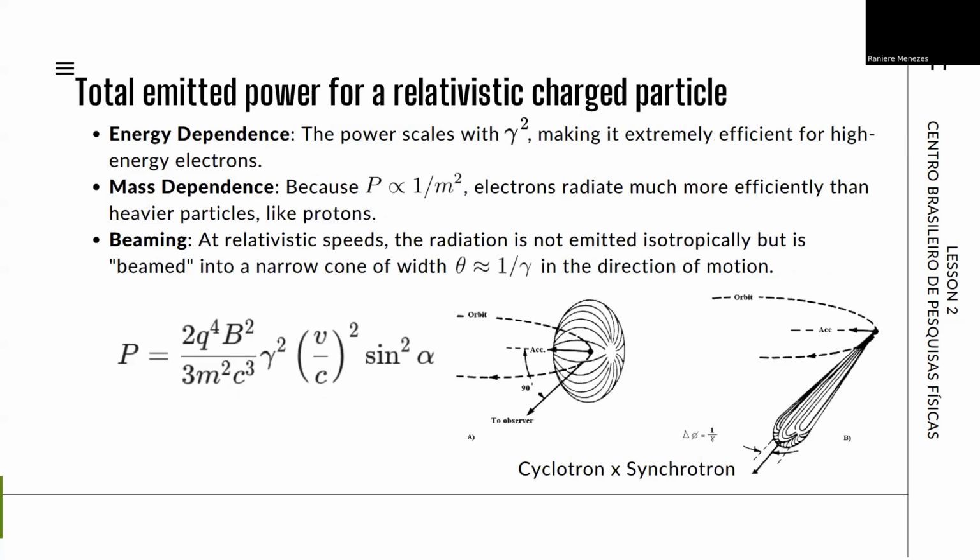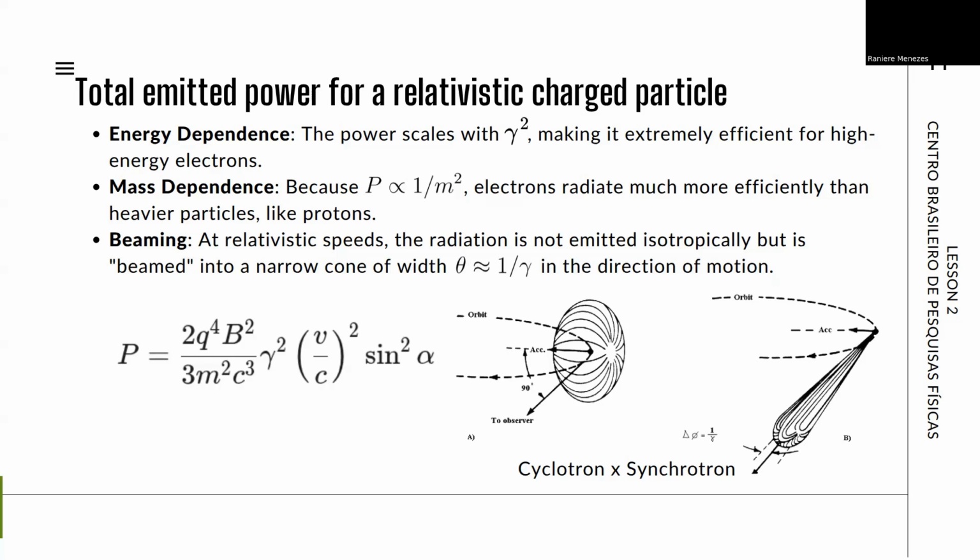Okay, so where were we? Here. The power scales with the square of the Lorentz factor and is very efficient, especially for electrons. And you can see why, there in the mass. This is the mass of the particle. So if you put a proton here, it will be 1,000 times more massive, and then the power will be much smaller.